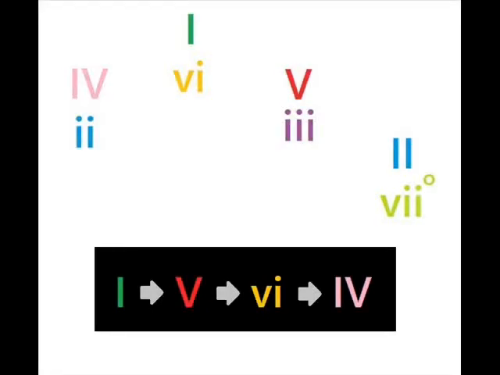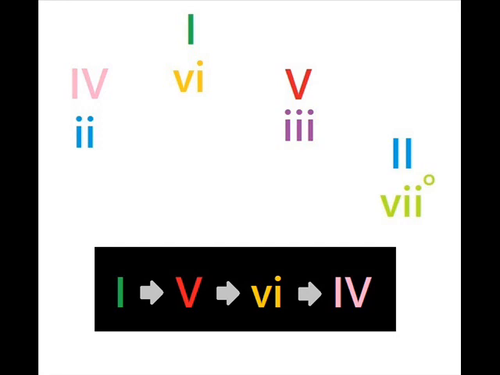In this final plate, we have a chord progression represented. A chord progression can be created using the circle of fifths. 1 to 5 to 6 to 4. This chord progression represents one of the more popular ones used nowadays.